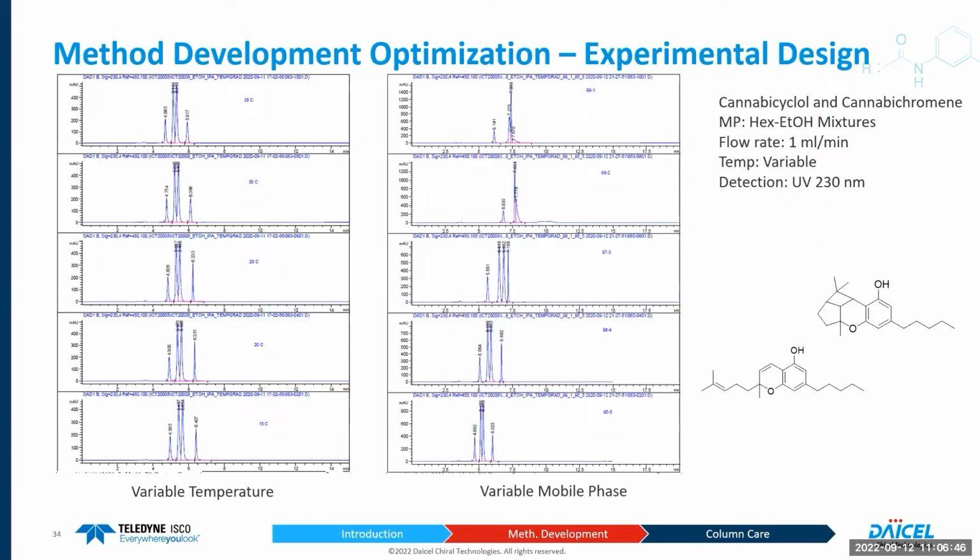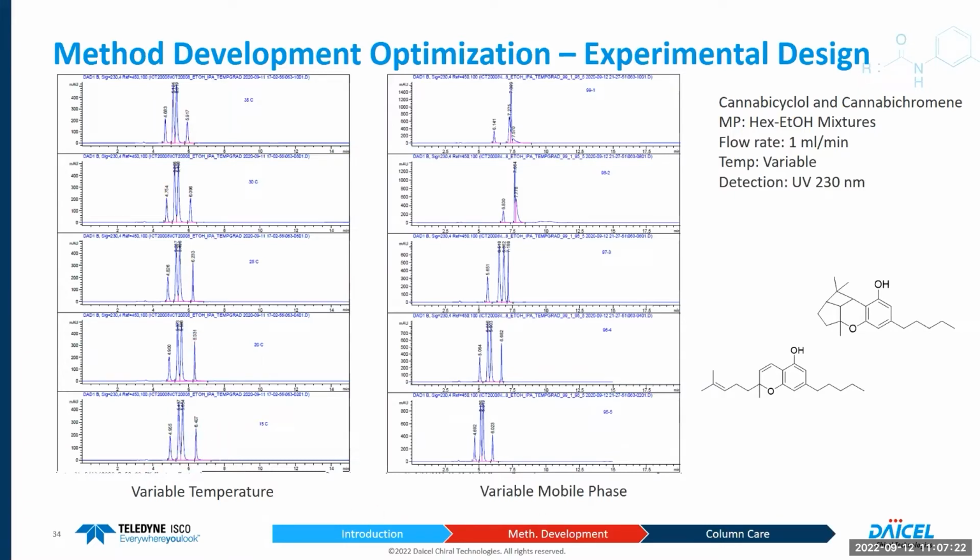As an example of that, this is separation of cannabichromene and cannabicyclol on, I think this was Chiral Pack IBN. The point illustrated here, though, is that variable temperature doesn't really have much of an effect on the separation. This separation was done under 96% hexane, 4% ethanol mobile phase, going from 15 degrees at the bottom here to 35 degrees. You do see a slight improvement in terms of the retention when you go to these lower temperatures, which is to be expected.